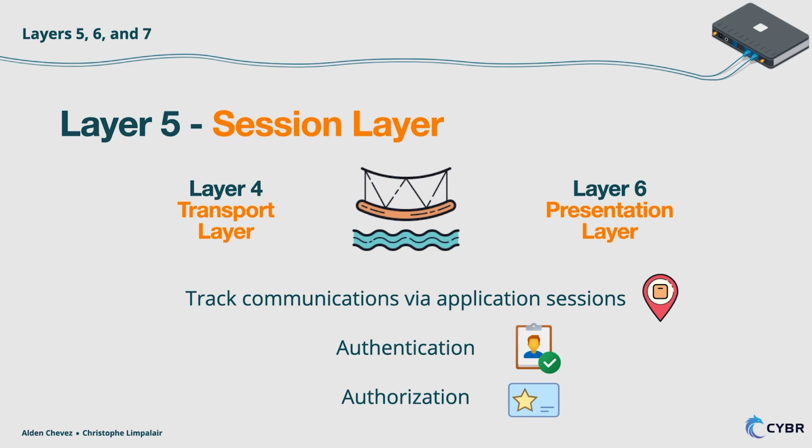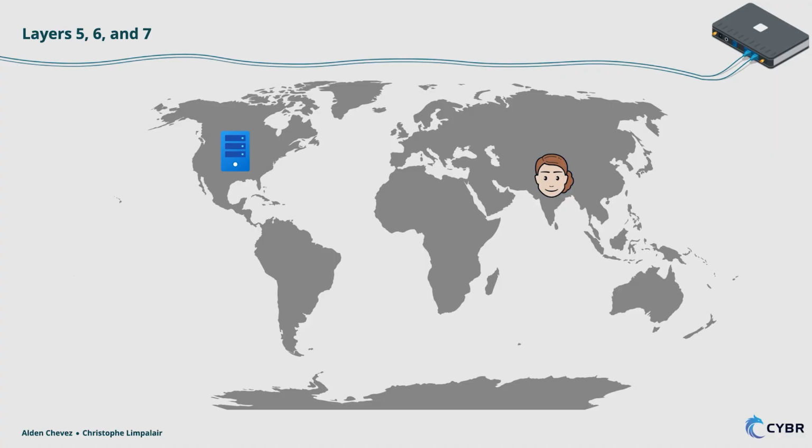So let's say, for example, that you want to establish a connection with a website. Before you can establish this connection, you'll need to authenticate, meaning you need to verify who you are. And this would be like showing your identification card to a police officer in order to prove that you are who you say you are.